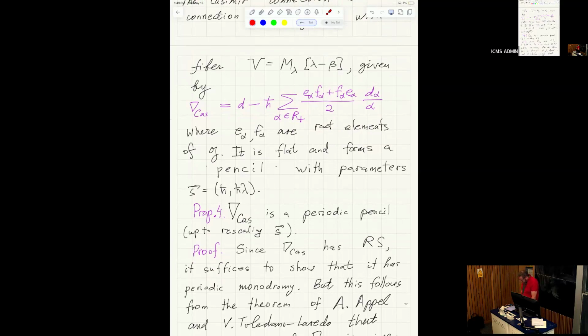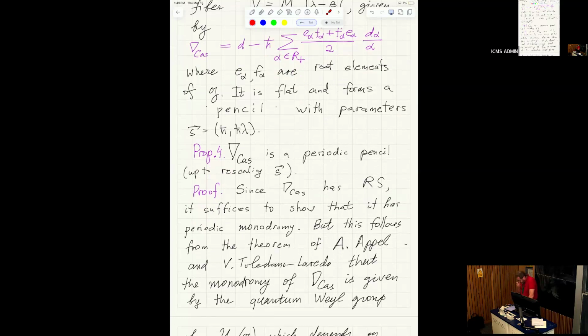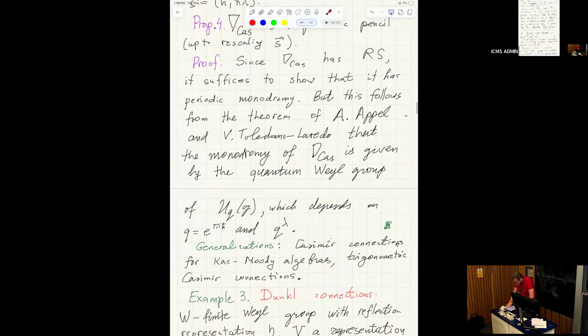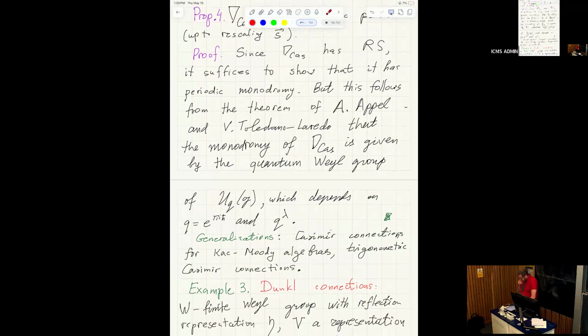So the proof is of similar kind. This has regular singularities, so we only need to show that it has periodic monodromy. And this follows from a theorem of Appel and Toledano Laredo that monodromy of this connection is given by the quantum Weyl group of the quantum group U_q of g. And this also expresses in terms of exponential variables. And then this generalizes to Casimir connections for Kac-Moody algebras, for trigonometric Casimir connections, and so on.